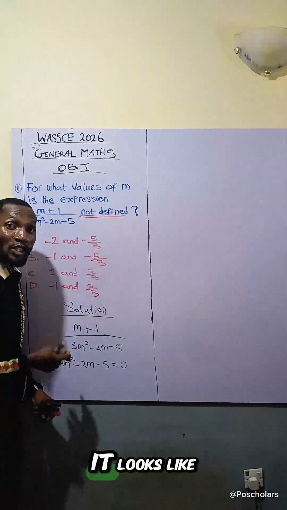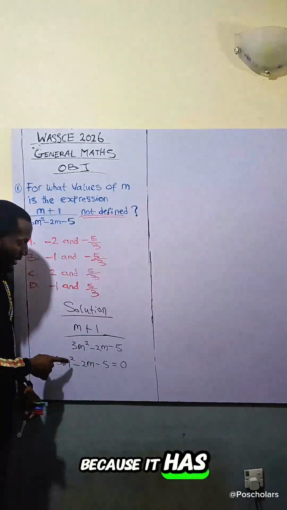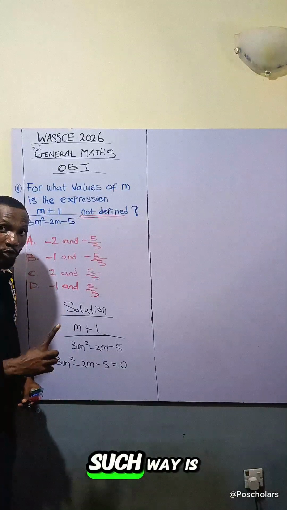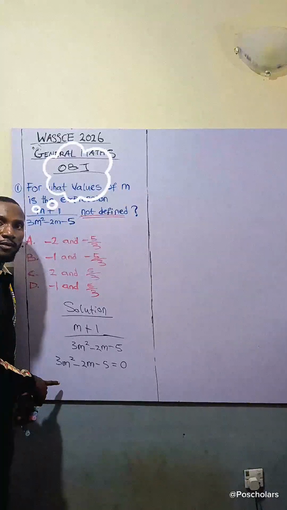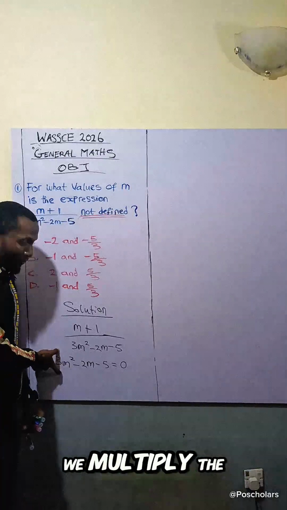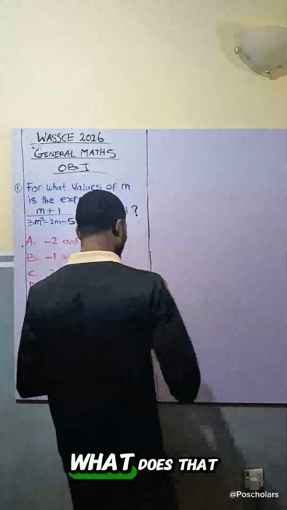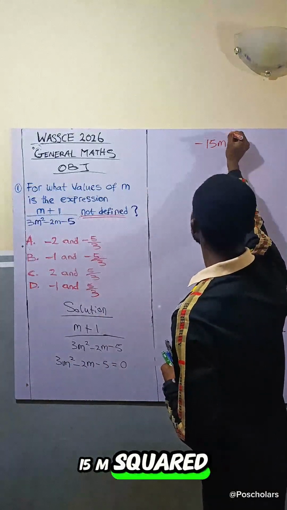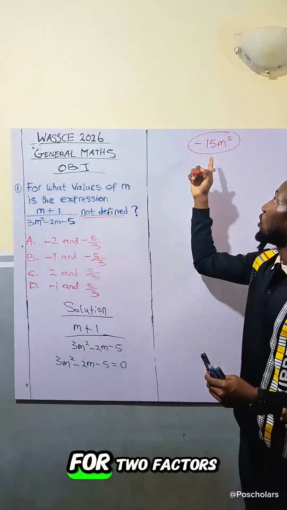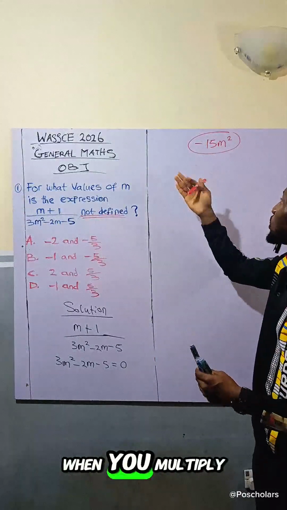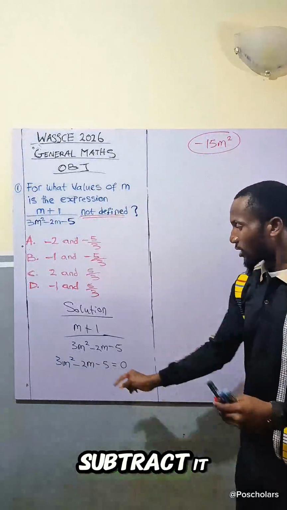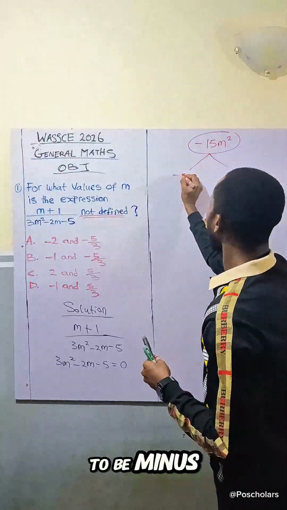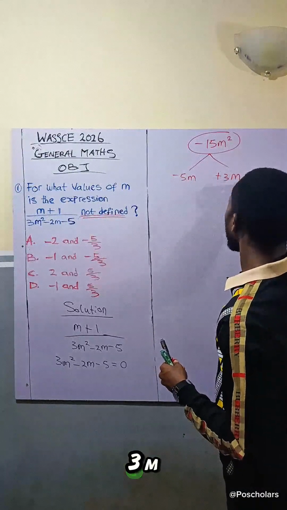Now, what does this equation look like? It looks like a quadratic equation. Why? Because it has the highest power of what? 2. There are several ways of solving quadratic equation, and one of such ways is factorization method. To achieve that, we multiply the first term by the last term. What does that mean? 3m squared times minus 5 gives minus 15m squared. Next, we look for two factors of this term, such that when you multiply it, you get this term, and when you add or subtract it, you get the middle term. What can such factors be? Without wasting time, it's going to be minus 5m plus 3m.